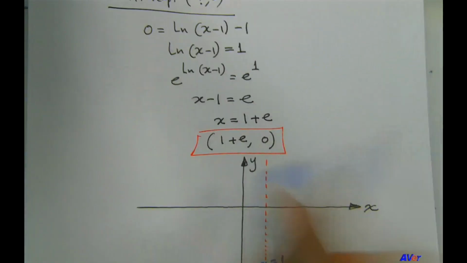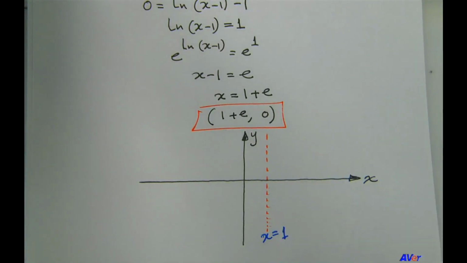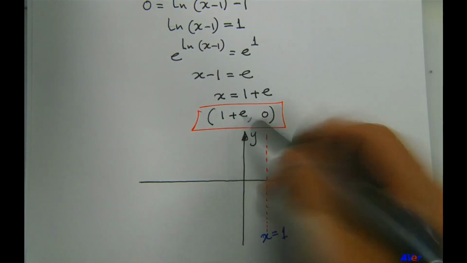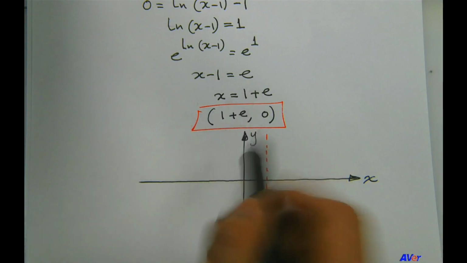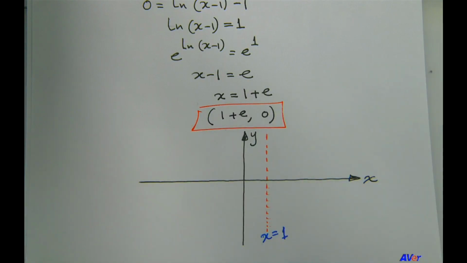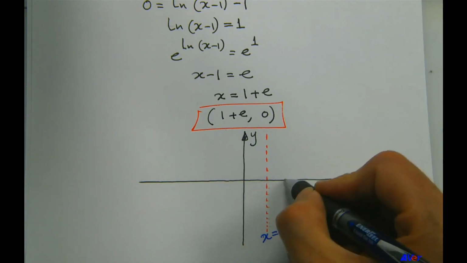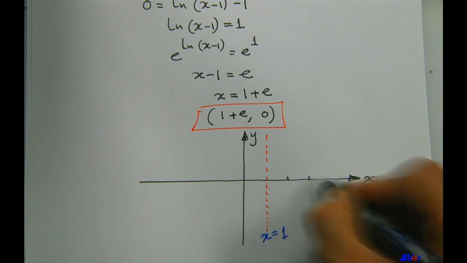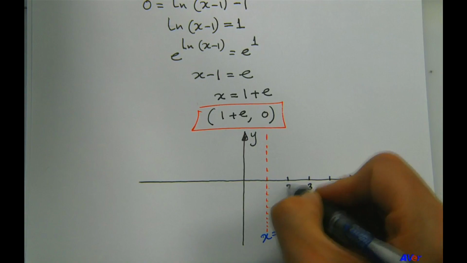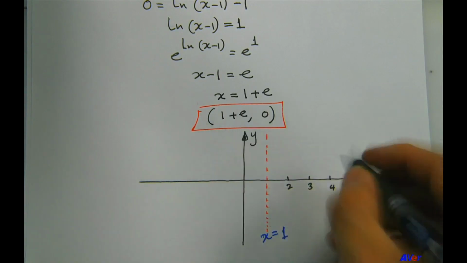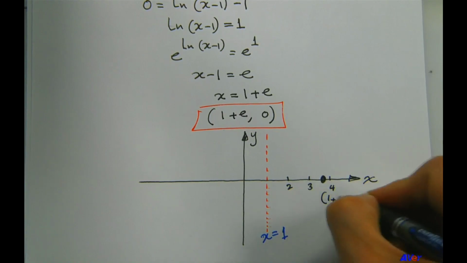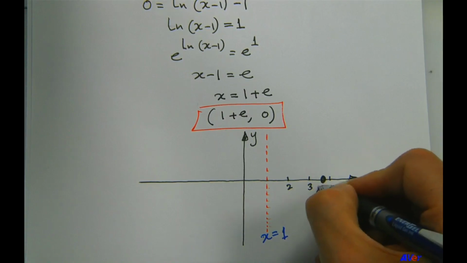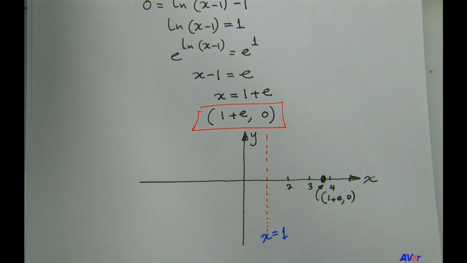If we were to find this x-intercept, e is 2.71828 something, so 1 plus that would be about 3.718. So it would be somewhere near 4, but to the left of it. If this is 1, this is 2, 3, and 4, then that x-intercept would be somewhere here. So let's call it (1 plus e, 0). Okay, so that would be the x-intercept.